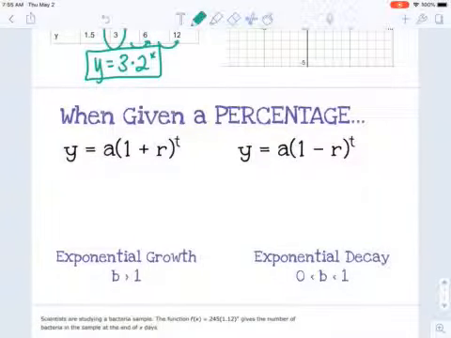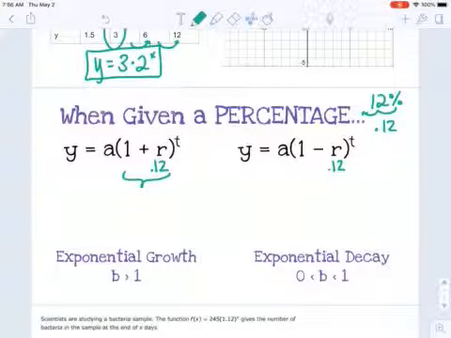So these are the two formulas that we learned for when you're given a percentage. So if a story talks about how you've got bunnies and their population is increasing at a rate of 12%, right? Well, you would need to take that 12% and change it into a decimal. So you'd move that decimal 2 times to the left and you'd have 0.12, right? 12 hundredths. And you'd plug that in for the R, okay? You choose your formula based off of whether or not the situation is growing or increasing, or if it's decreasing or decaying, okay? So when you end up working out these formulas, you'll end up with a B value, because the A is still there.